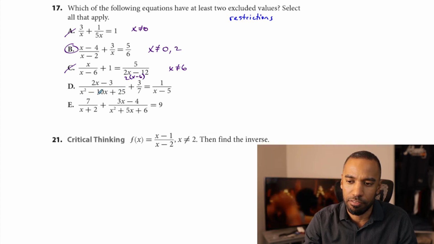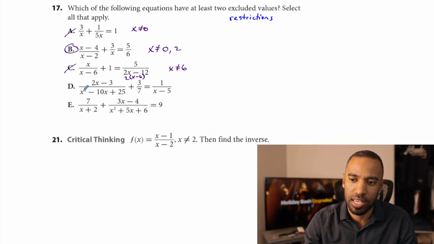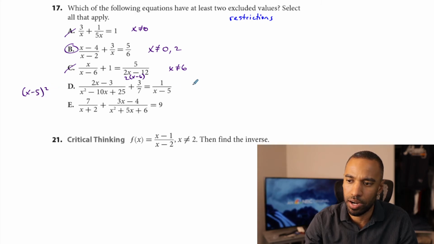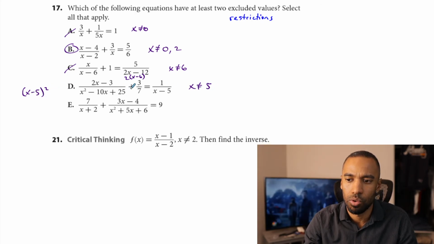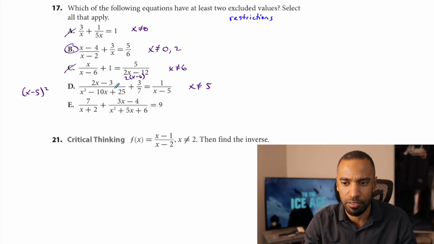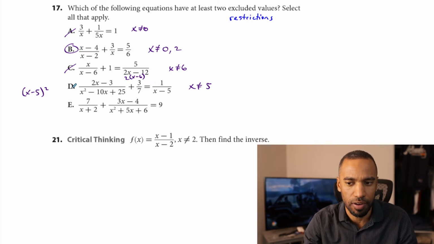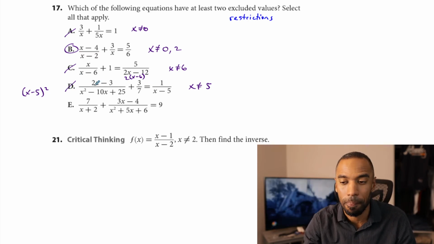D, okay, I have to factor this thing. X squared minus 10x plus 25. Well, that's a perfect square trinomial. That's x minus 5 quantity squared. So x can't equal 5. What about over here? X can't equal 5 there as well. Little trickster, being a little tricky there. X just can't equal 5. That's the only one. D does not apply.